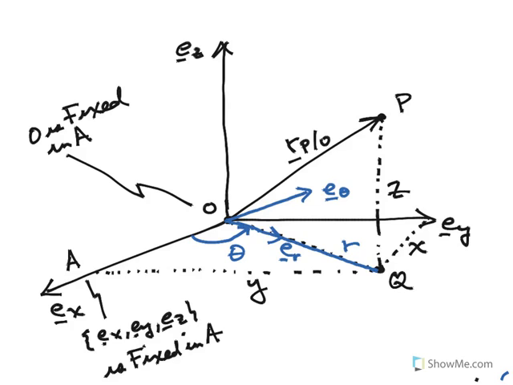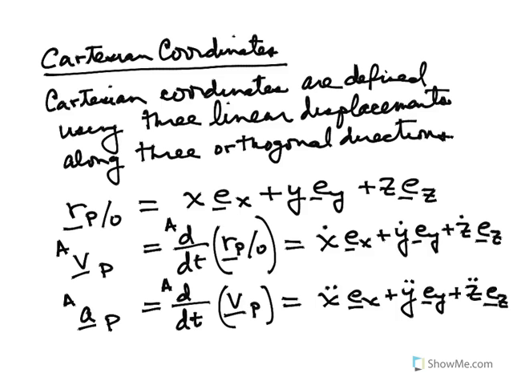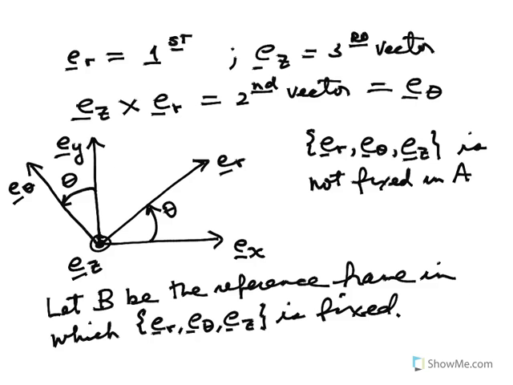So if I go back over to the picture, I'm going to add to this picture. I'll go down here and drop the notation: ER, E theta, EZ is fixed in B. It's not fixed in A. Given that it's fixed in B, we need to also know a little bit about the origin, but because I'm using the same origin, O is also fixed in B. So O is fixed in both A and B. And actually, I'll augment that in just a minute when I do the next coordinate system, but let's finish this one.